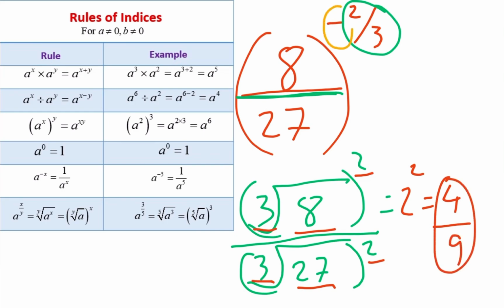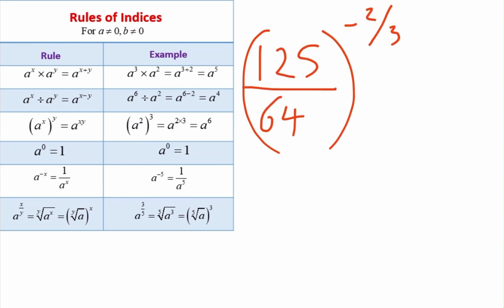But don't forget, there's a negative here. So what do we do when there's a negative here? This time, we flip it. So how do you flip a 4 over 9? Because it's already in a fraction, it becomes 9 over 4. So you just swap the 2 around, and that's how you find the reciprocal. I'll give you one to try for yourself. Pause the video, have a go at this, and see what you get.